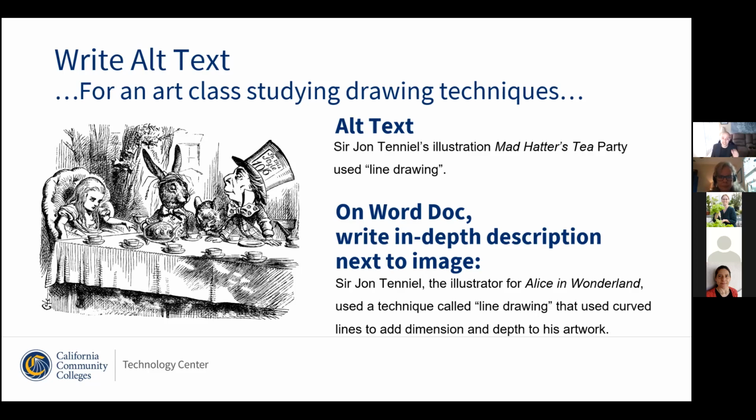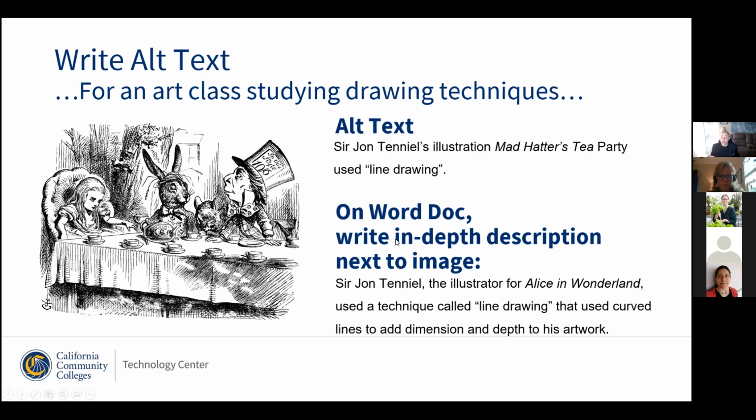We want to give just enough information that it conveys the importance, but there's no funny business. There's nothing else in it. So in this example, our alt text is Sir John Tenniel's illustration, Mad Hatter's Tea Party, using line drawing. It gives us all the context we need.